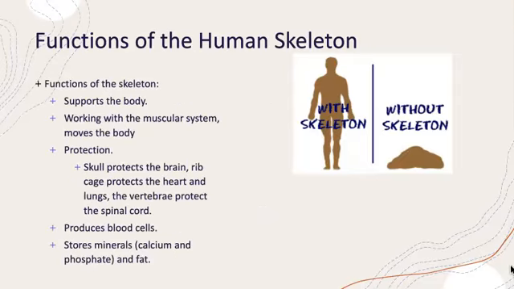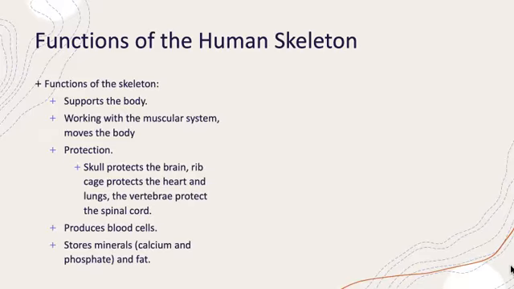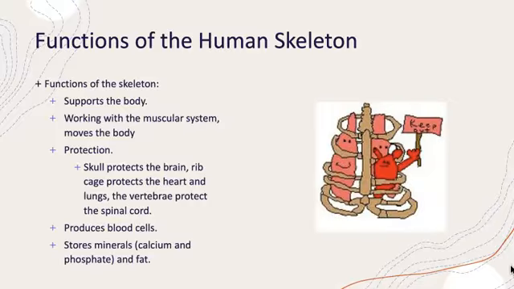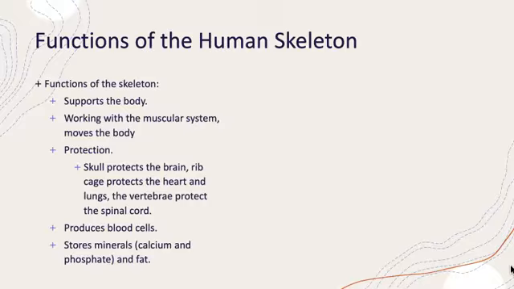So let's dive in a little bit deeper into the functions of the human skeleton. It supports our body. Without it, we would be just a puddle of organs and muscles on the floor. We work with our muscular system to move the body, and we have protection as we described in the previous slide. The skull protects our brain, the rib cage protects our heart and lungs, and our vertebrae protect our spinal cord. And within our bones, we are able to produce blood cells.